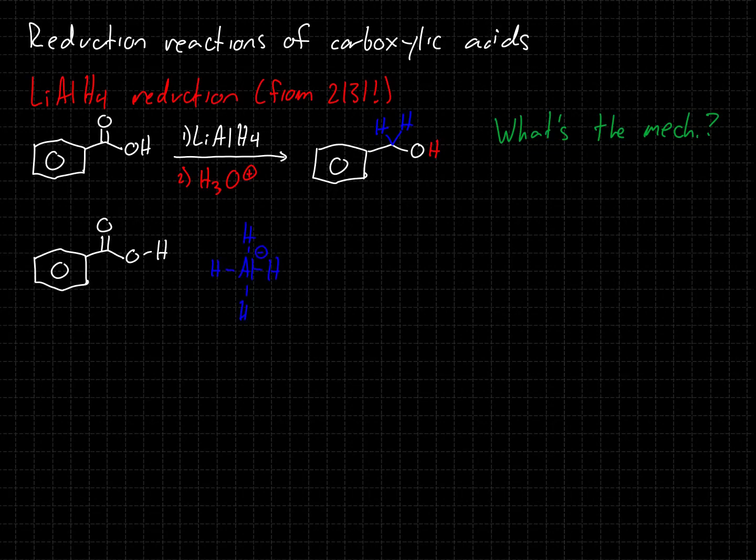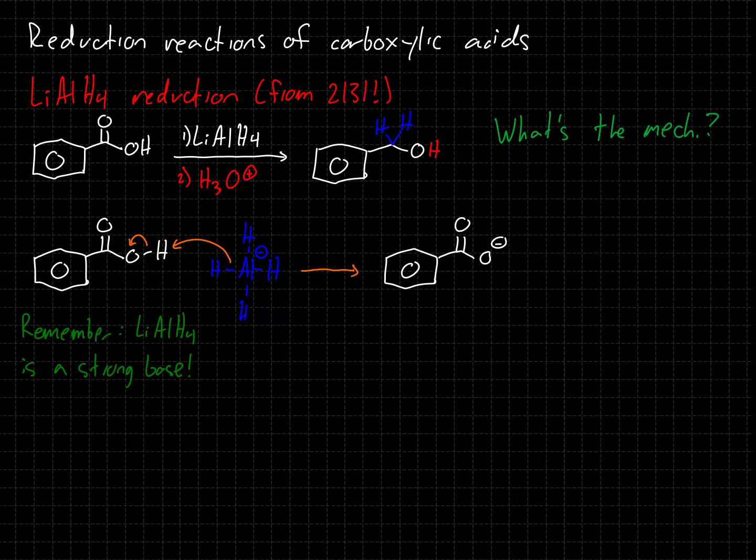If we combine a carboxylic acid and lithium aluminum hydride, the first thing to remember is that lithium aluminum hydride is a fairly strong base and reacts with protic solvents. That means that the first thing that will happen with this carboxylic acid is a proton transfer to give a carboxylate ion, AlH3 or alumane, and hydrogen gas.